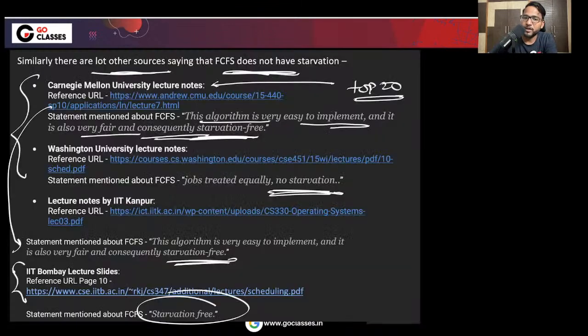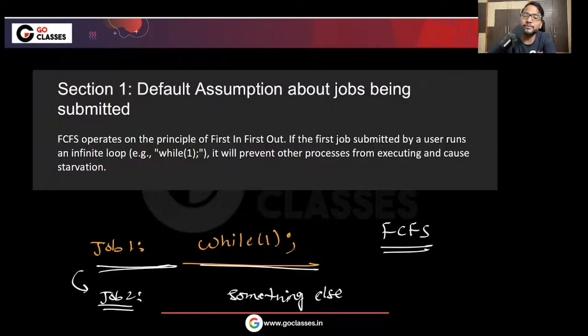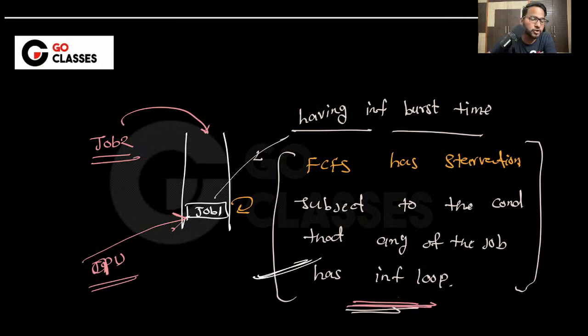Then what is happening here? So what do you think? In my view, which I have written in the doc I prepared and will share with all of you, the only foundation upon which all of these sources support the idea that FCFS is not vulnerable to starvation is their supposition that jobs with infinite burst times are not submitted. If jobs with infinite burst time are allowed to be submitted, then FCFS is definitely not starvation free.